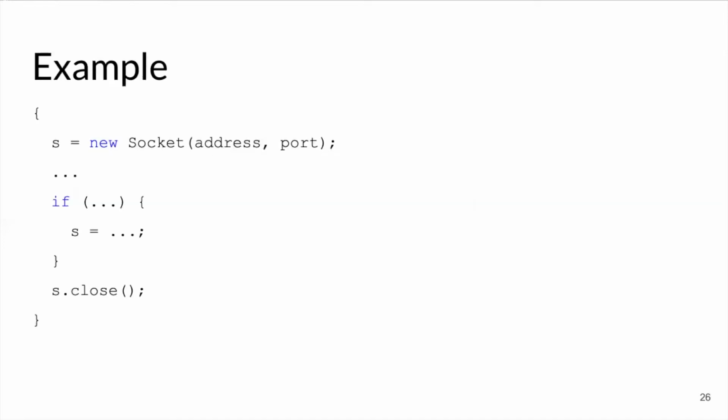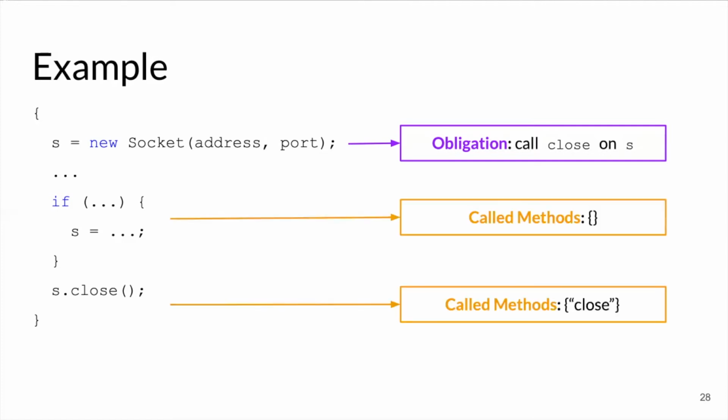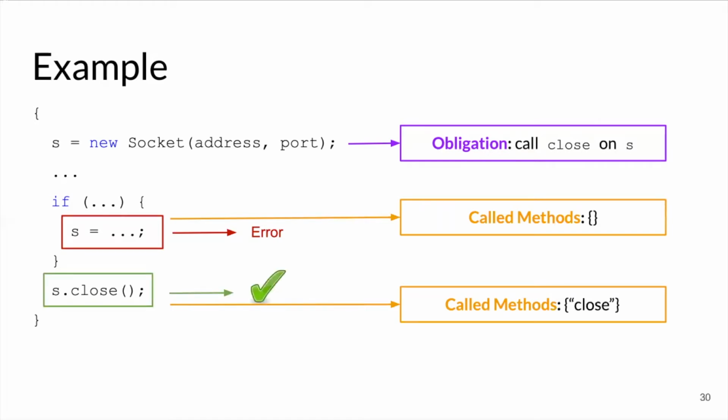Consider this simple example. After this assignment, our analysis computes that close has to be called on S, and it starts tracking S on all paths. Then it computes the set of methods that are called on S at each program point. In this slide, the result of this computation is shown on 2 program points, where the reference of the resource object becomes unreachable. And it reports an error here because close is not called on S, and S is going to be unreachable because of this assignment. However, it can verify that S is properly released here.